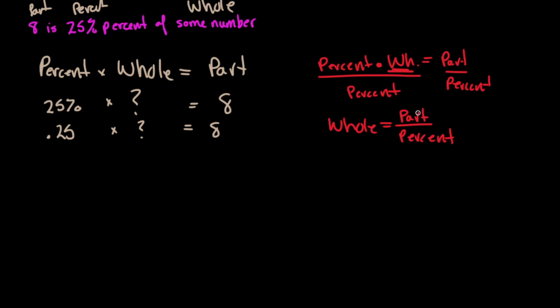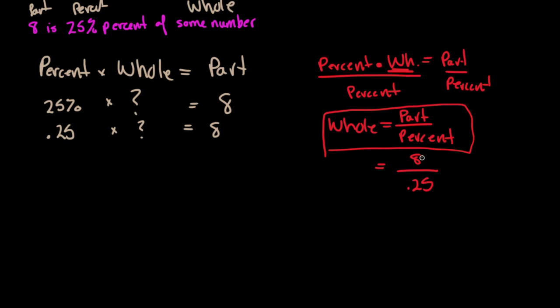Now if you'd like to, you could memorize this equation. But it's so much easier just to algebraically deduce it after memorizing the percent times whole equals part. So let's start with that. We don't know what the whole is, but we know that the part is 8. And we know that the percent is 0.25.